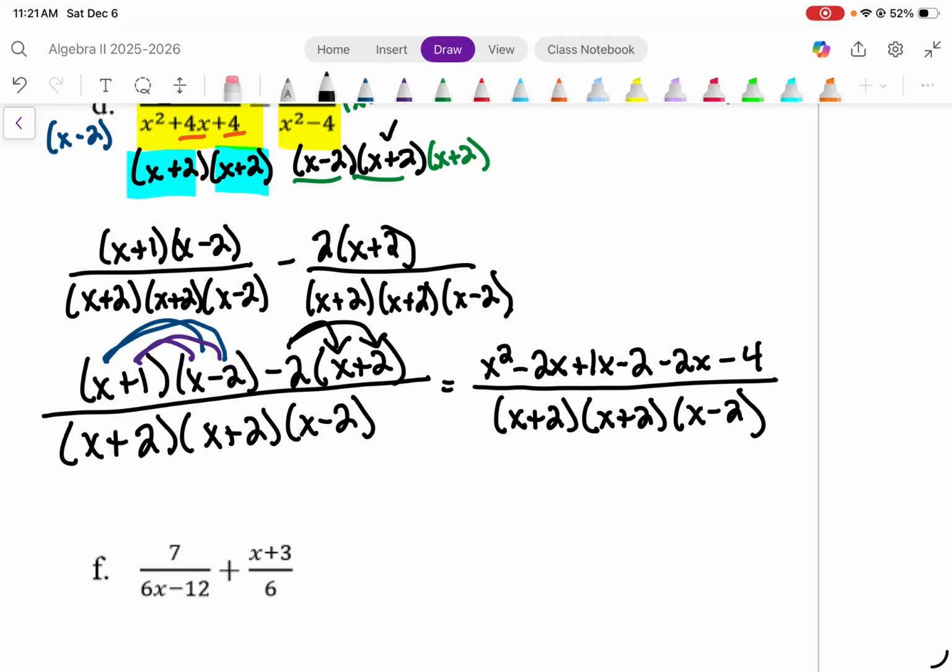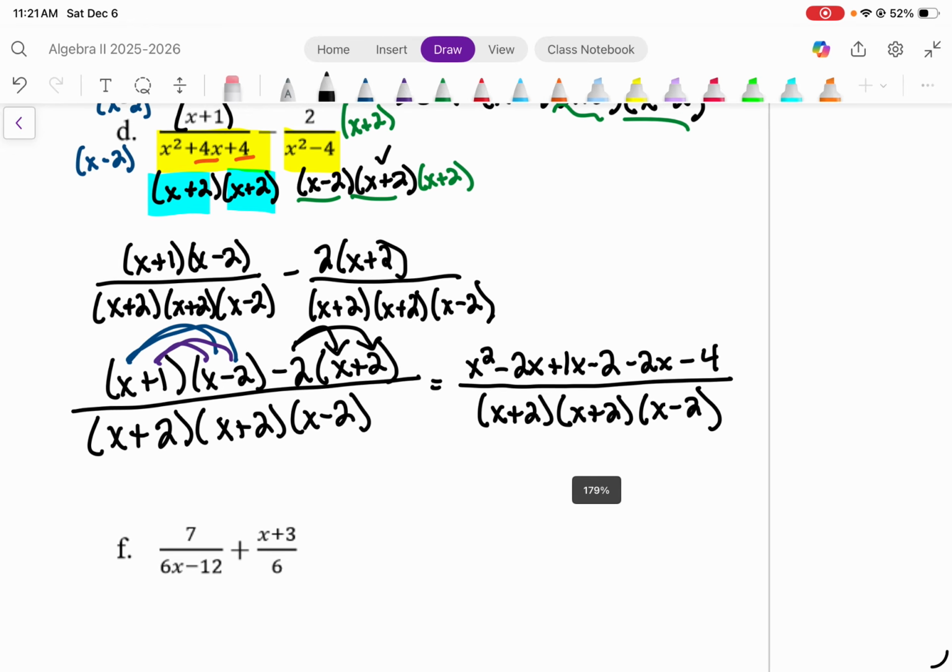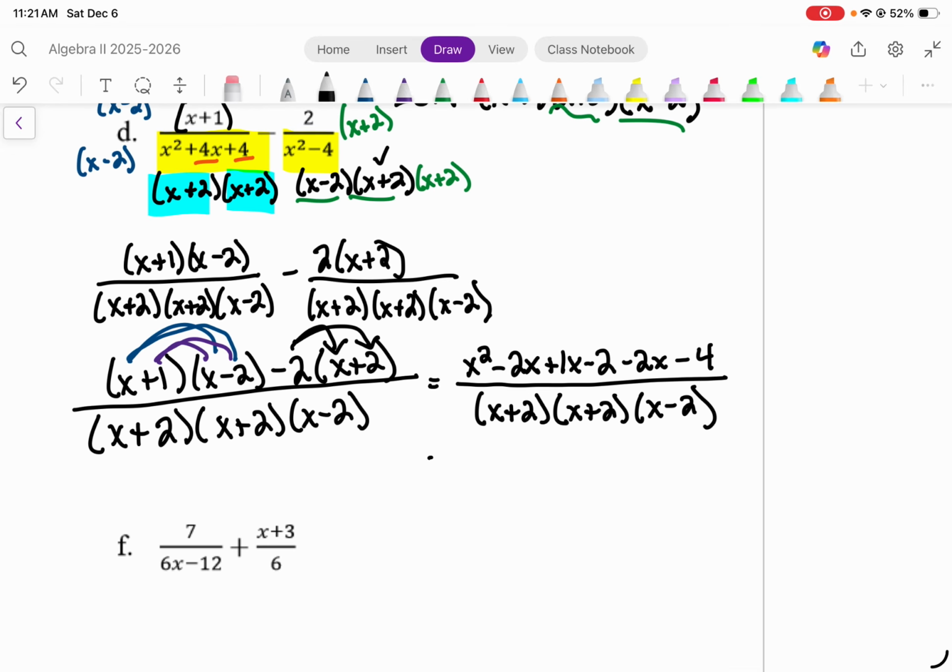Okay, so then we're going to combine our like terms here. And that would give us x squared minus 3x minus 6 all over x plus 2 and x minus 2.